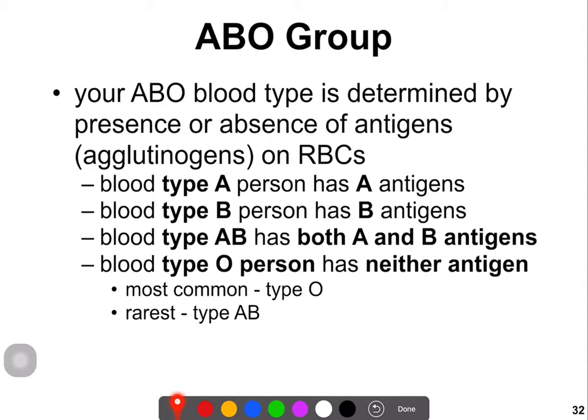Now, not surprisingly, someone who is type A has the A antigens. Someone with type B has the B antigens. Someone with AB has both of them. And a type O has, now they say neither antigen, but you remember they have the basic backbone. And of course, the frequency of these different blood groups varies.